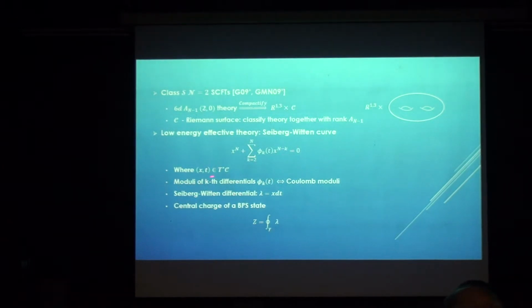The x and t coordinates belong to the cotangent bundle of the Riemann surface. The moduli of the k-differentials are just the Coulomb branch moduli. The Seiberg-Witten differential is like this, and the central charge of a BPS state is the integral of the Seiberg-Witten differential along a cycle.